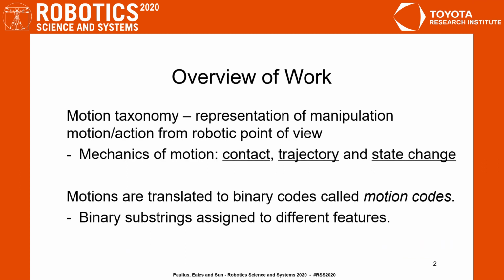In this work, we proposed a motion taxonomy to label or classify motions that are commonly expressed through human language in a way that would make sense to a robot. Here, we focus on mechanical or physical properties, such as contact or trajectory, to describe manipulations in the form of binary strings called motion codes.